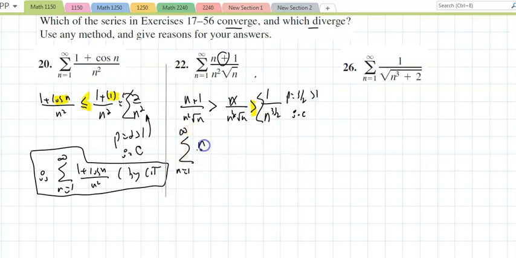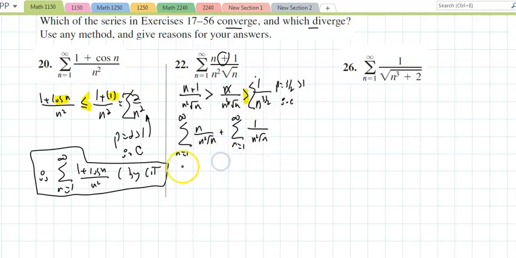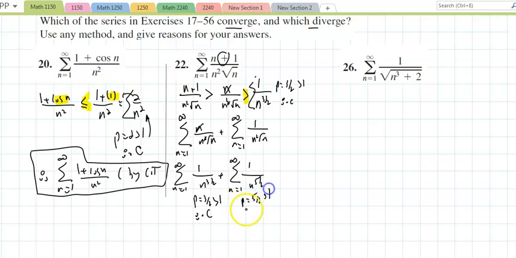Can't you say this is the series of n over n squared radical n plus the series n equal 1 to infinity 1 over n squared radical n? And wouldn't you say this is the series n equal 1 to infinity of 1 over n to the 3 halves plus the series n equal 1 to infinity 1 over n to the 5 halves? Isn't this p equal 3 halves bigger than 1, therefore converges? Isn't this p equal 5 halves bigger than 1, therefore converges? Right, so you're done. Here I didn't compare it to anything, I just showed that this series converges.